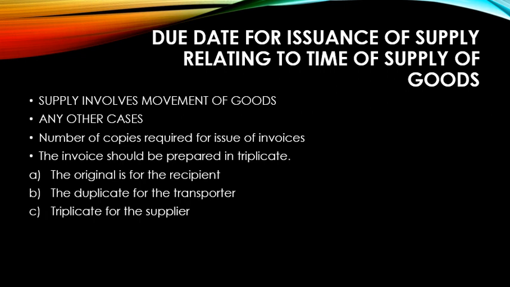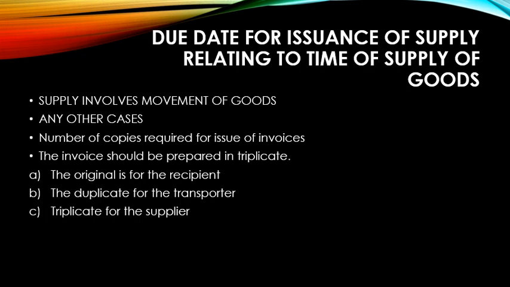So the number of copies required for the issue of invoice is usually 3 copies. In case of goods, it is 3 copies, where the original will be given to the recipient, the duplicate will be kept with the transporter, and the triplicate will be kept by the supplier. This is in case of goods. As goods are required to be transported from one person to another, 3 invoices will be issued.